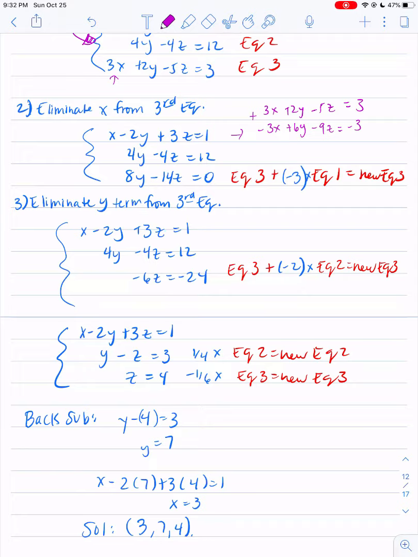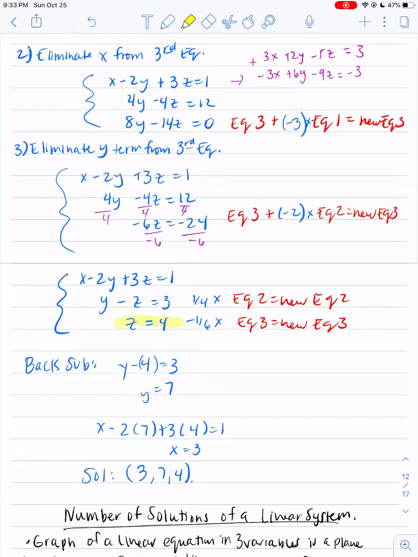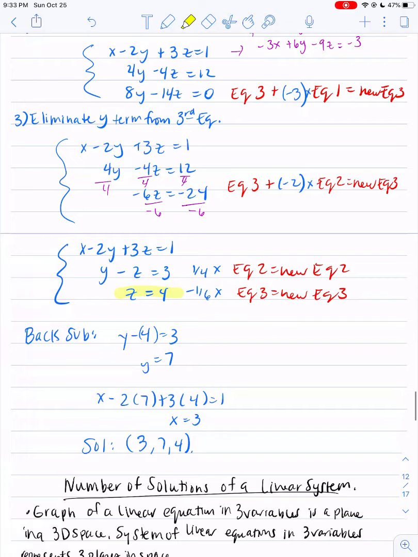I'm going to multiply equation 3 by negative 1/6 to cancel out the 6. So I'm essentially dividing this by negative 6 and dividing each by 4. So I get z equals 4. So now I have a triangular form, I have z equals 4, and I can back substitute. So I know z equals 4 is one of my solutions.